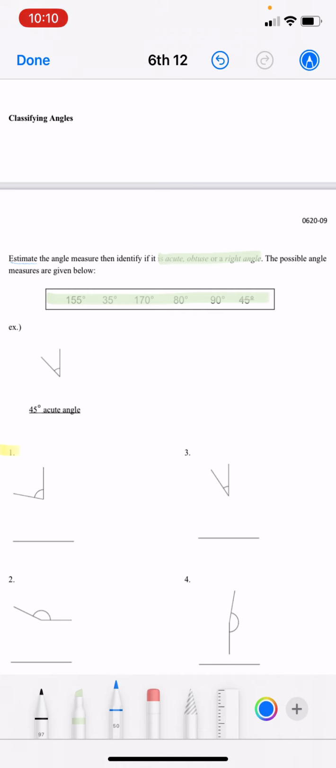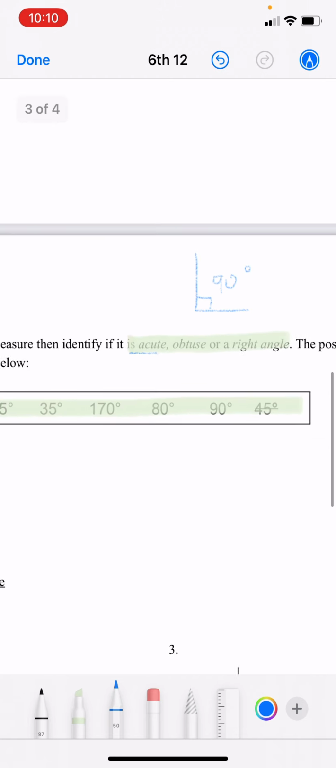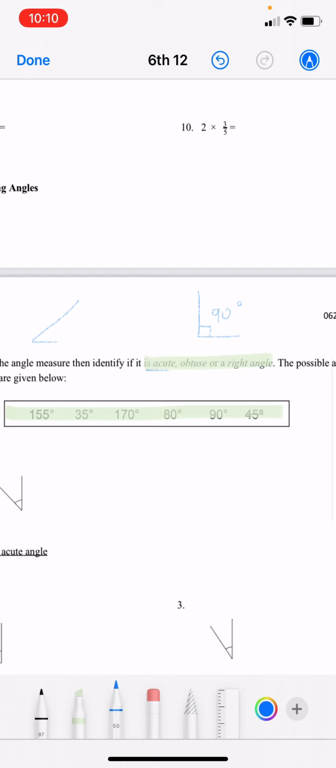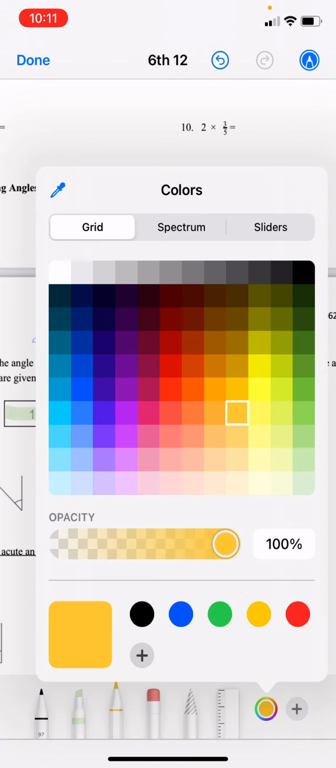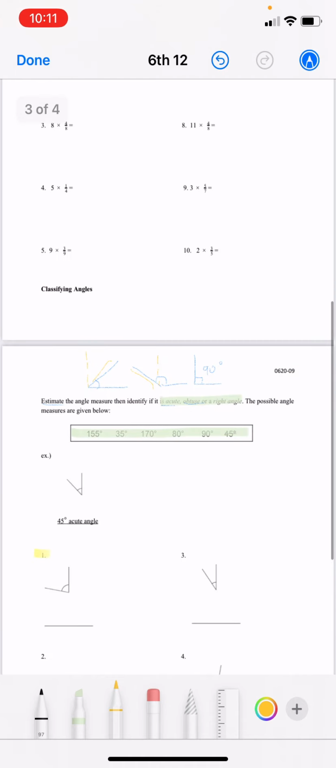To review, a right angle is when we have 90 degrees. That's a 90-degree angle. Acute is when the angle is smaller than 90 degrees. And then obtuse is when it's larger than 90 degrees. So for an acute angle, the 90 degrees would be over here, so then it's smaller. And for obtuse, the 90 degrees would again be here, so then it's larger.